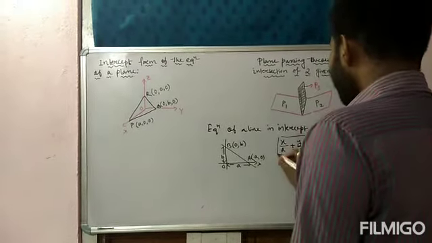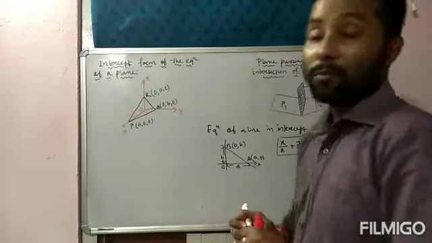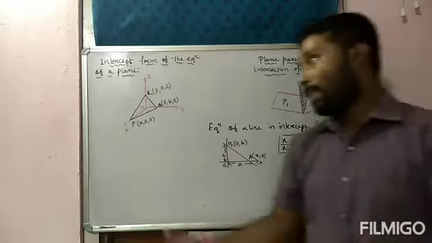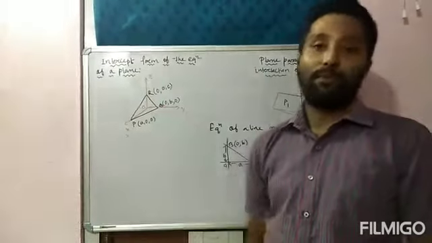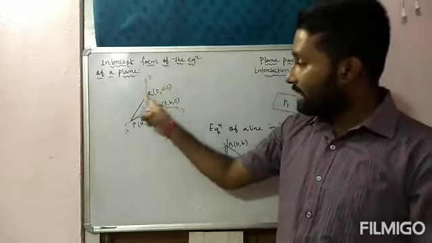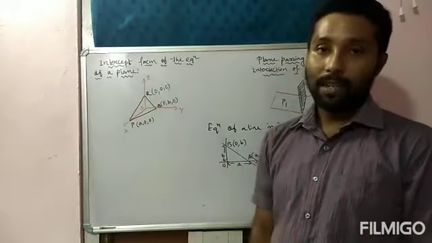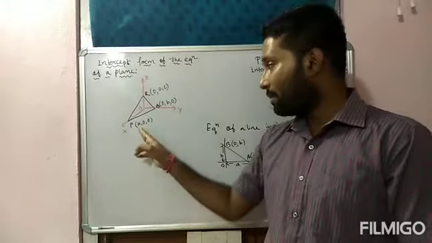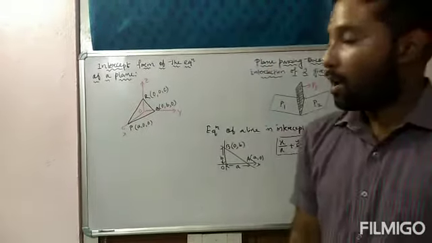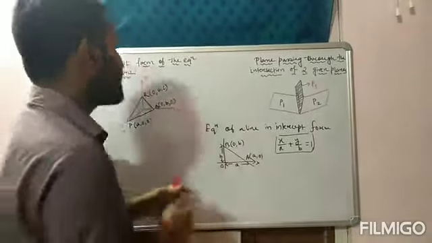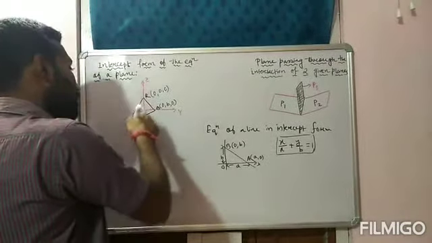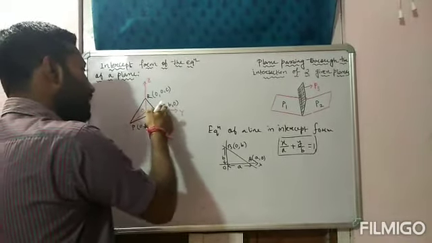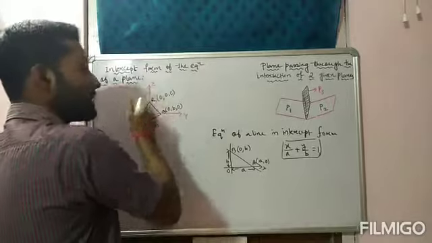This is the equation of a line in intercept form, which you learned in class 11. Now in class 12 you have to write the equation of a plane in intercept form. Suppose there is a plane PQR in space having intercept a with the x-axis, b with the y-axis and c with the z-axis.